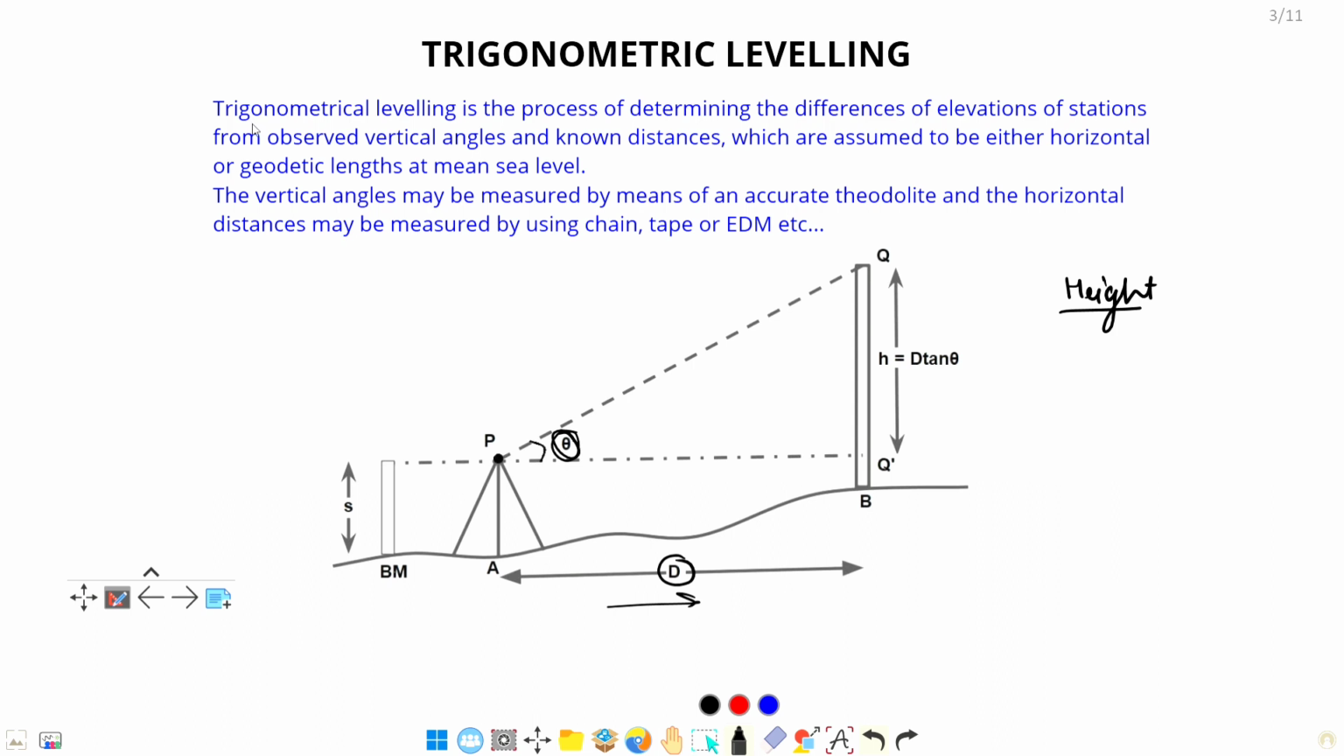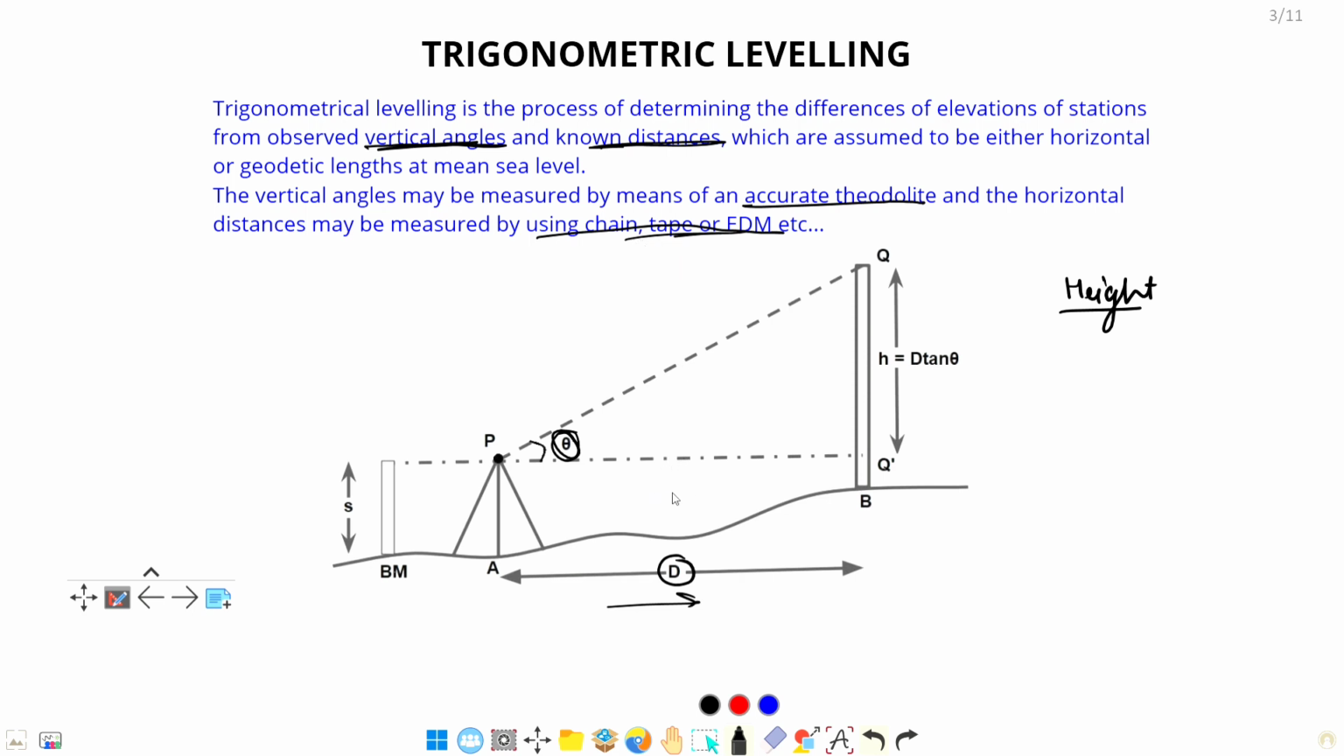So let's read the definition written here. Trigonometric leveling is the process of determining the difference of elevation of stations from observed vertical angles and known distances. By using these two we will calculate the height. Vertical angles are measured with the help of an accurate theodolite, and horizontal distance can be measured by using chain, tape and EDM, any horizontal distance measuring instrument.